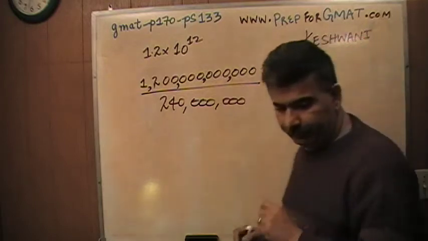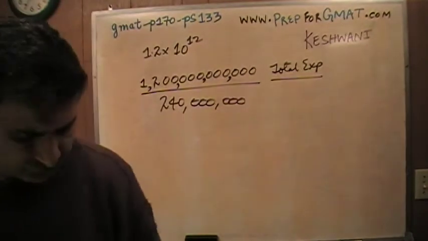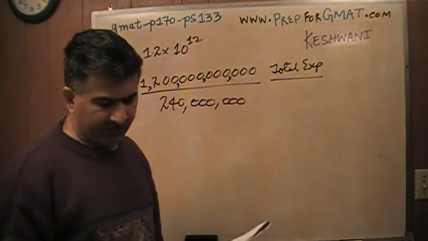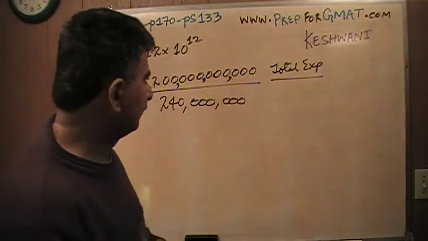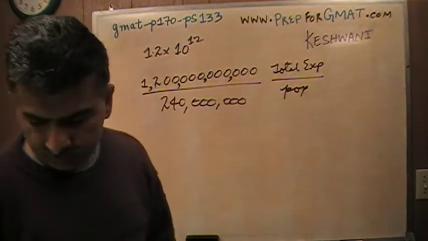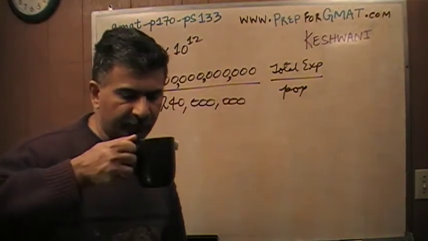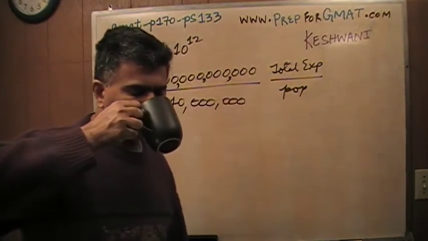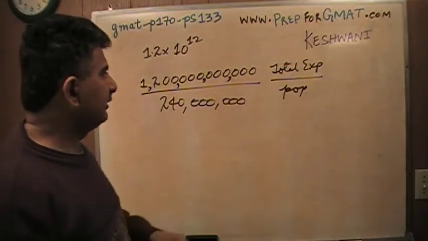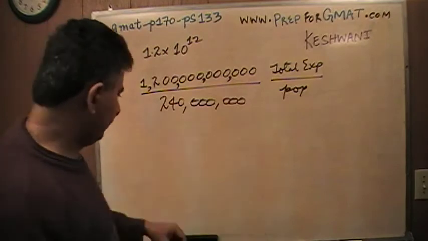The question simply is, what was the per capita expenditure? So this is your population. If you want to find the per capita expenditure, in other words, expenditure per person for this country, we simply take the total expenditure and divide by the population. That's what we're going to do here.